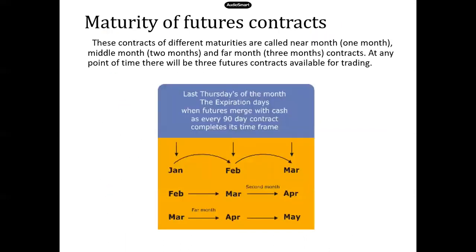Okay, then they keep introducing new contracts. For example, right now we are in the month of April. So right now we have the April contract available with us. We have the March contract with us, and then you have the May contract available. I think I have a better picture over here.